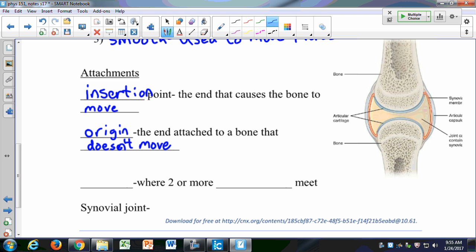All right, so I have this muscle attached up here and attached down here. What is this up here? Is this the origin or the insertion? Origin, right. And down here? Insertion. That's the part that moves. Right. A joint is where two or more bones meet. And a synovial joint allows for large movements. And I have a picture here of a synovial joint.